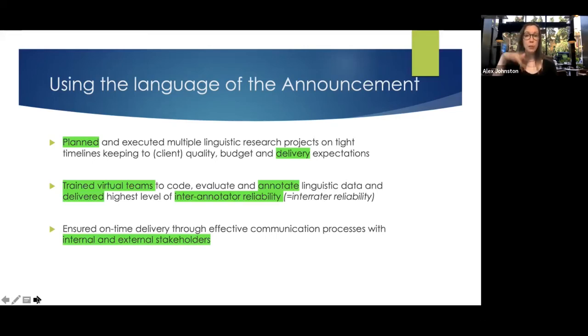First of all, if your application is going through first a computer screen, some sort of applicant tracking system or ATS, the computer is going to run a match on the words you use in your resume and the words that are used in the job announcement. And they're going to go for a percentage match and spit that out. This is something that you can actually check for yourself using free online tools like Resume Tracker and other ones, which I'll put in the chat later.